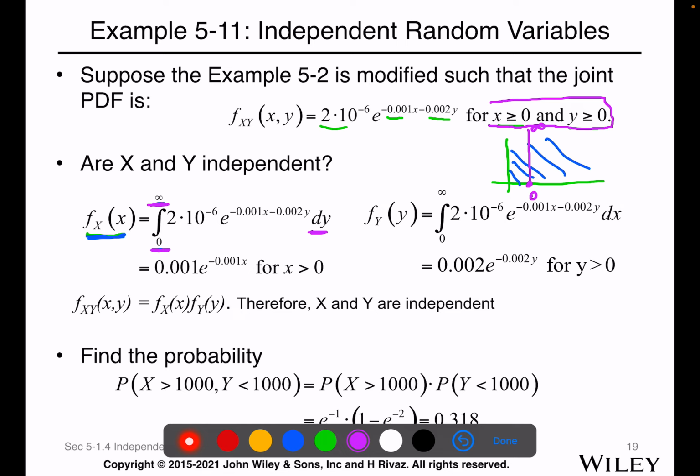When we do this integral, note that this part is a constant, because anything that's not a function of y is a constant and comes out of the integral. So the integral is going to be this for f of x. This is my f of x. Similarly for y, x is going to change from 0 to infinity, and because of that, my bounds here are from 0 to infinity, dx.